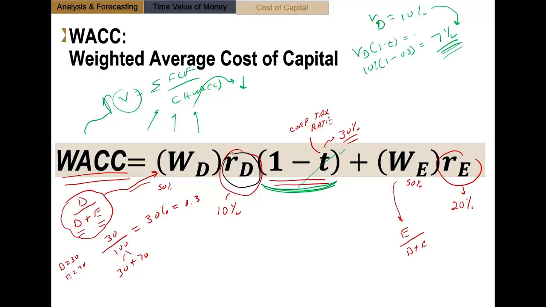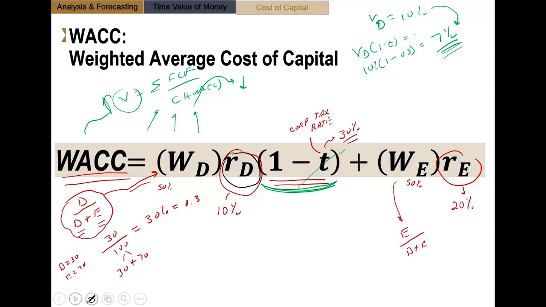Why? Because the WACC is discounting future cash flows. And what does the future look like? Does it look like the way you are today at 30-70? Or does it look like the optimal that you're trying to reach, which is 40-60? One would say it should be 40-60. Okay. So I hope that's clear.